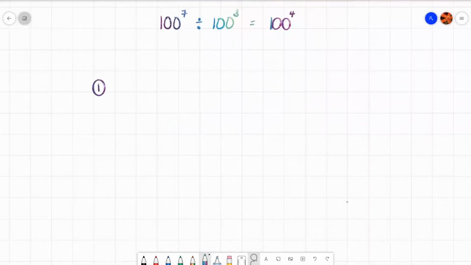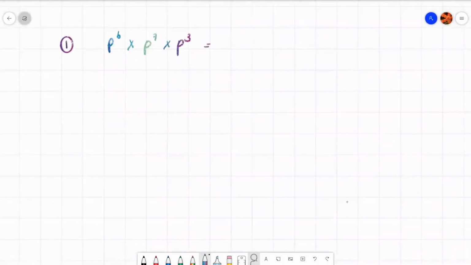Some slightly tricky examples to do with multiplication and division. This time, let's do p to the power of 6 times p to the power of 7 times p to the power of 3. Now, you don't always have to have numbers. You can have letters as well. So it would be P. Now look, we've got times and times, so we can just add the powers. 6, add 7, add 3. Okay, that would be 16. The answer is P to the power of 16.